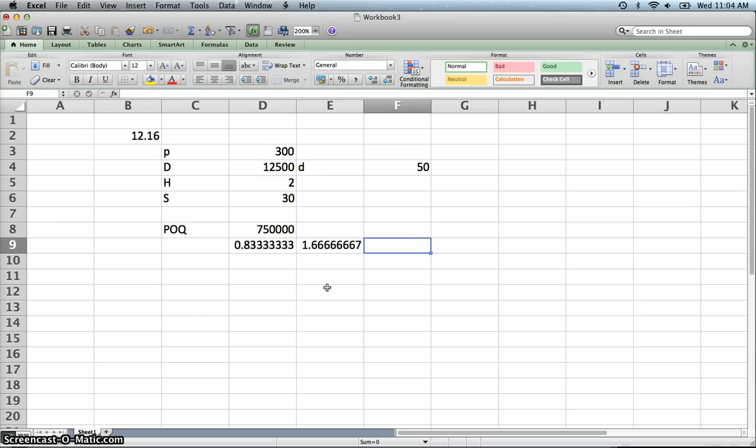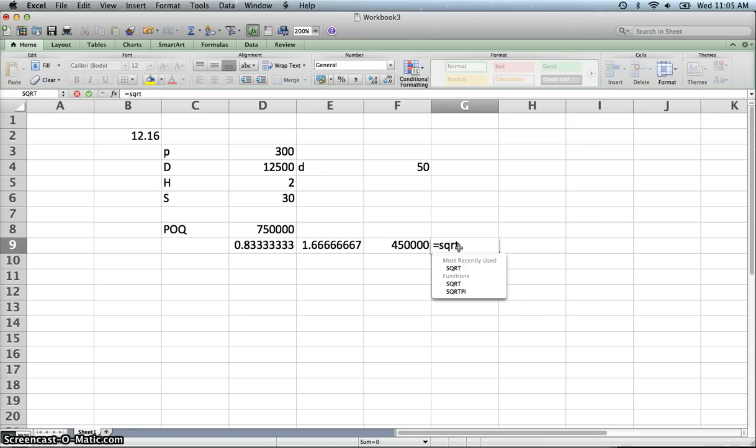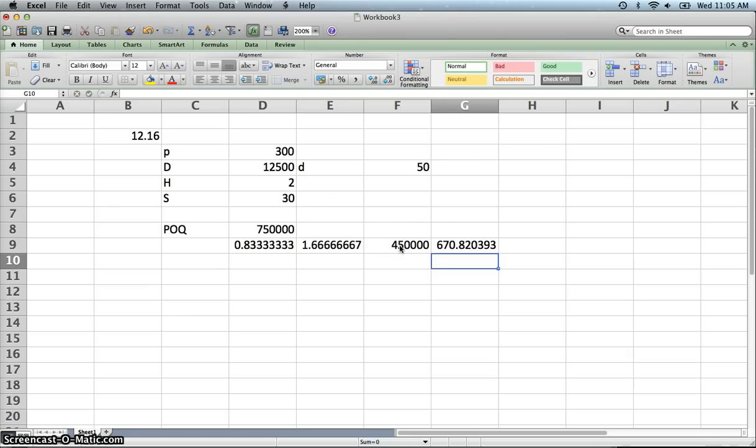Now, of course, like we talked about, you simply divide this by the new, modified holding cost, and then we take the square root of that. We use the SQRT function, and that gives us our production order quantity. So we would produce 670 units at any one time.